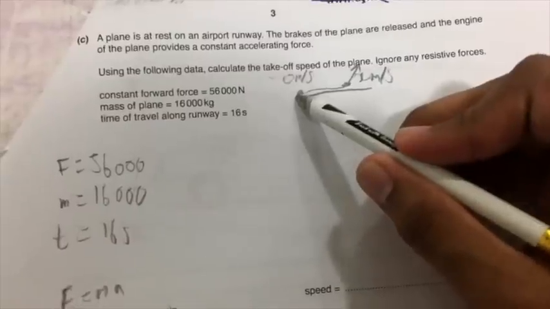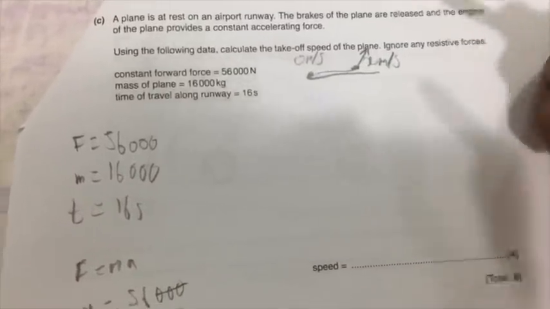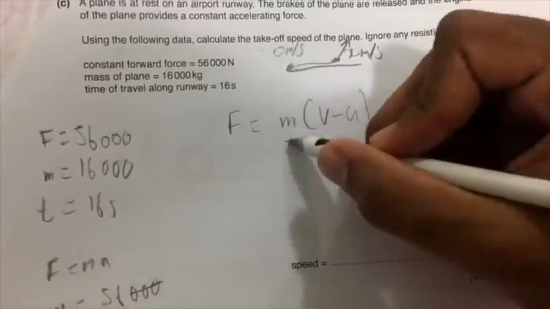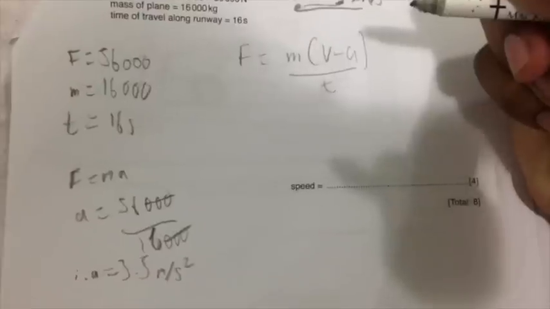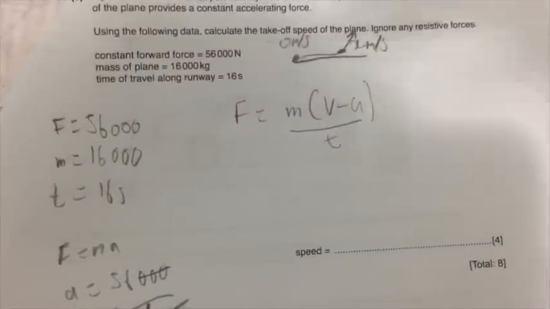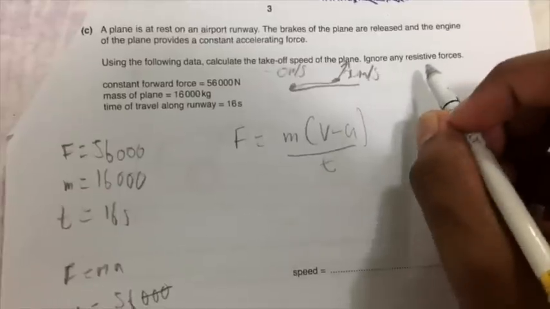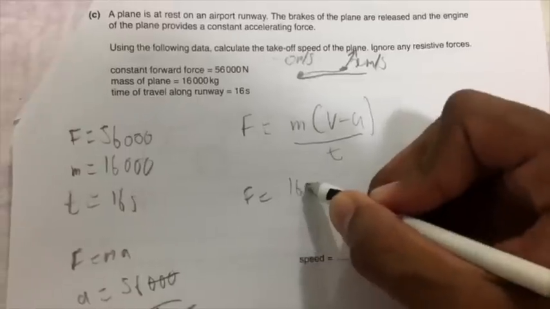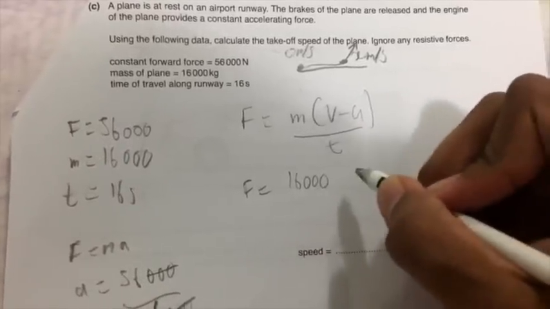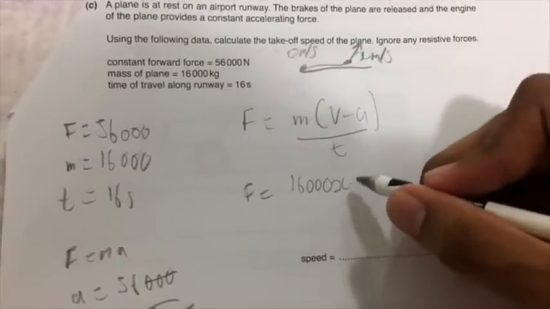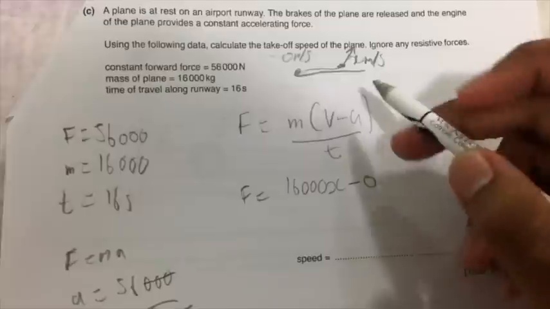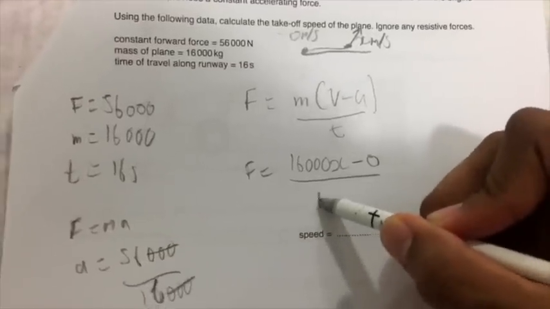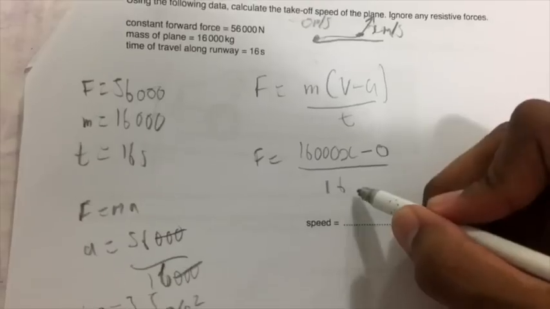We just said that it was at 0 meter per second in the beginning and the final is x meter per second. We have a formula, the momentum formula. F is equal to m into v minus u over time taken. So how do we do this now? We have to calculate the takeoff speed. So force is equal to the mass, 16123, into v, which is x, we don't know, we want the final one, minus zero, because the final is this, initial is zero, upon the time taken, which is 16 seconds.